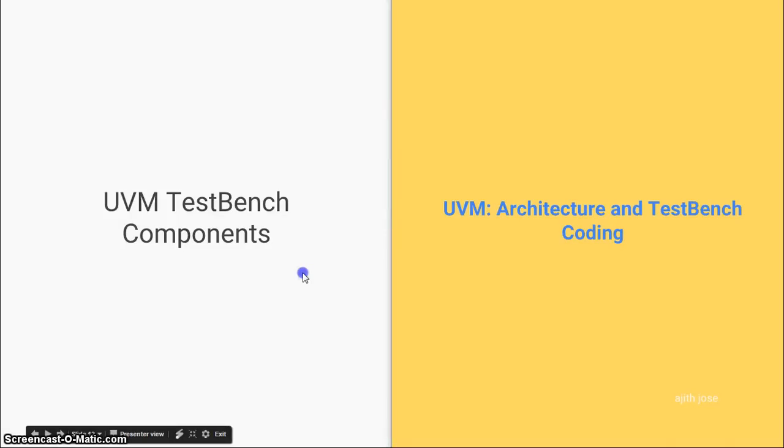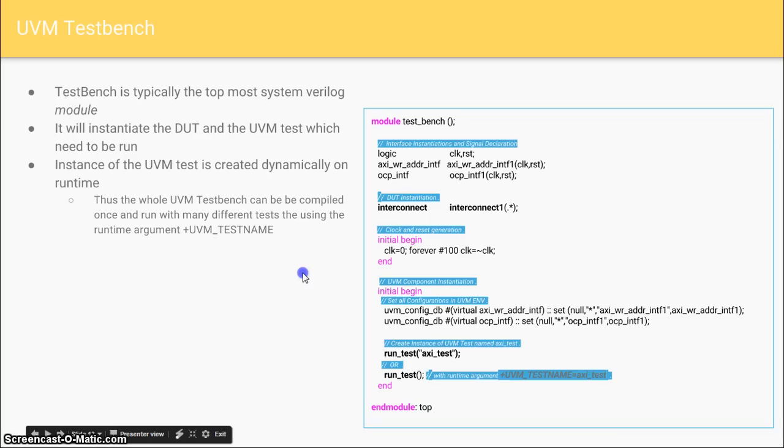In this session, you will be learning the implementation of each and every component in a UVM test bench in detail. So the first one is the UVM test bench module. In any verification environment, there should be a final top level module, the test bench, which will instantiate the top level DUT module and the class-based SystemVerilog components. So this is true for a UVM test bench also.